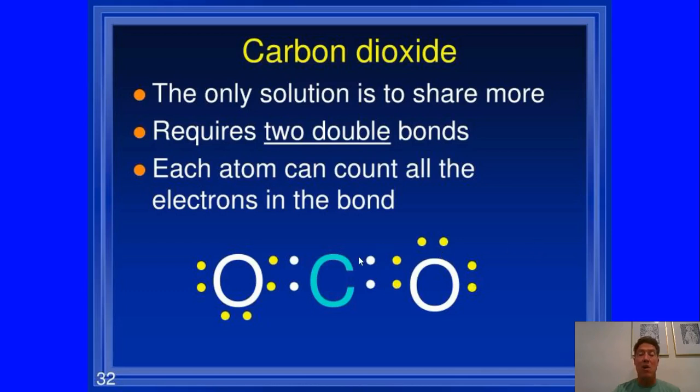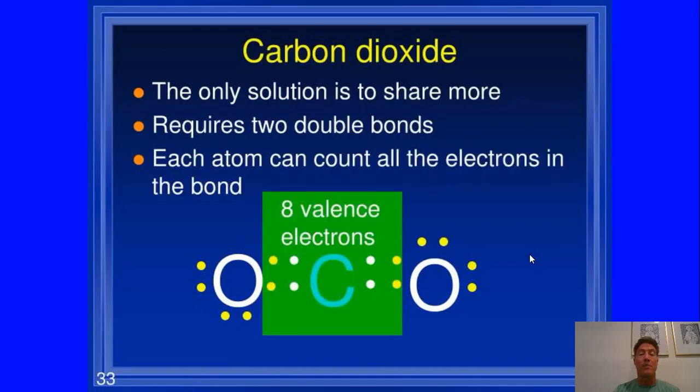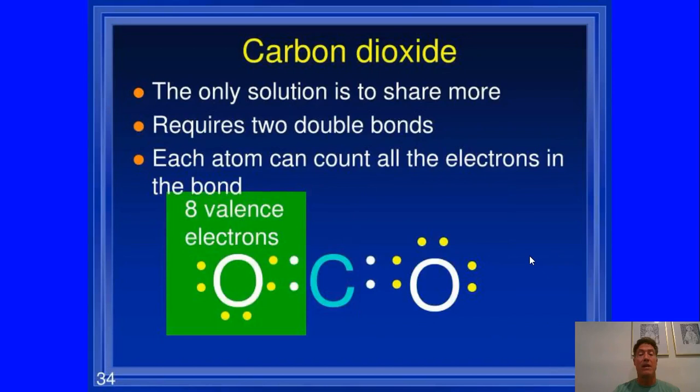Every atom can count all the electrons in the bond against its octet. So this has an octet, carbon has an octet, this oxygen has an octet. And we did it by forming double bonds, double covalent bonds. 8 there, 8 there, 8 there.